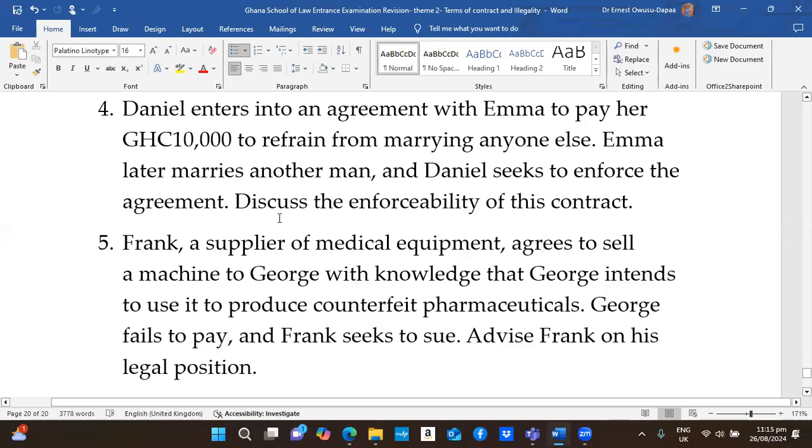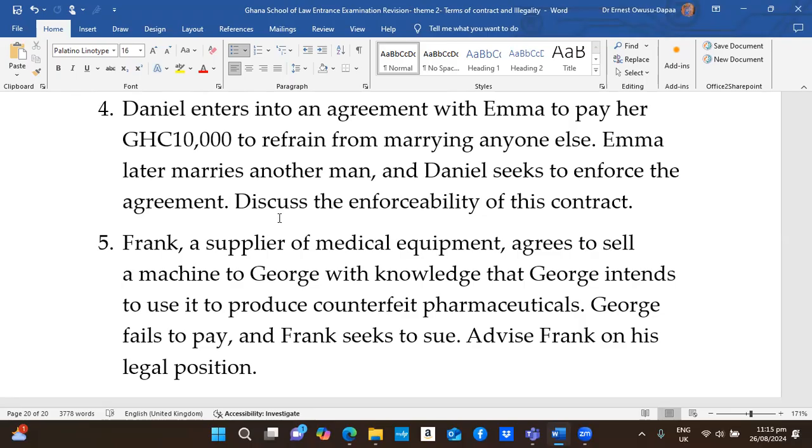Frank, a supplier of medical equipment, agrees to sell a machine to George with knowledge that George intends to use it to produce counterfeit pharmaceuticals. George fails to pay, and Frank seeks to sue. So advise Frank on his legal position.